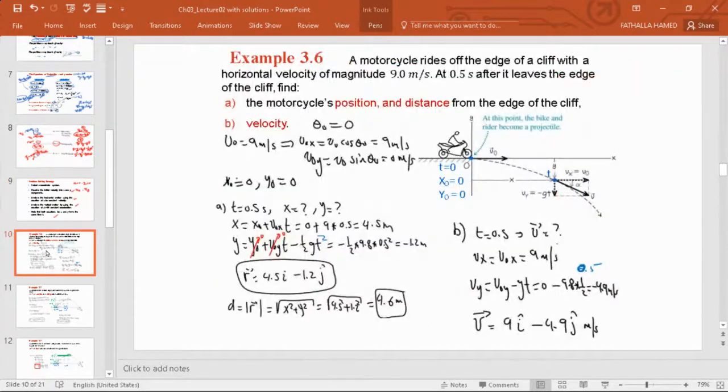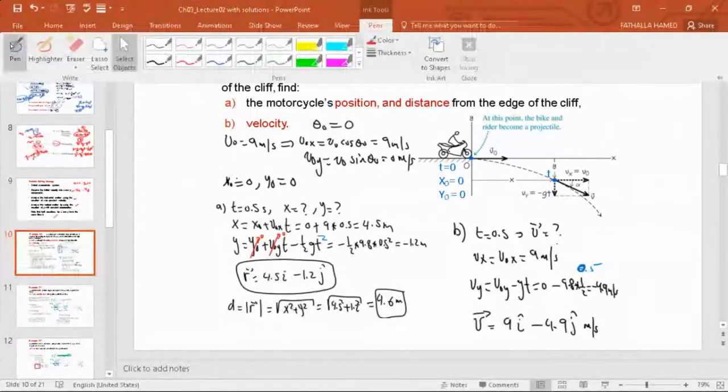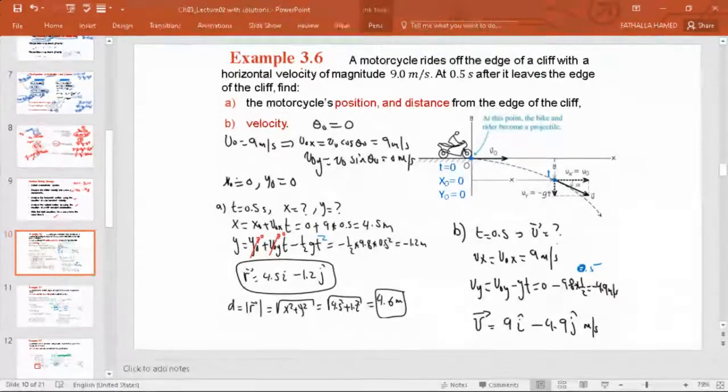So let's apply that to some examples. And the first example here, you have a motorcycle rides off the edge of a cliff with horizontal velocity of magnitude 9 meters per second. At 0.5 seconds after it leaves the edge of the cliff, find the motorcycle position and distance from the edge of the cliff. And then for B, they want the velocity, but they want it after this time.